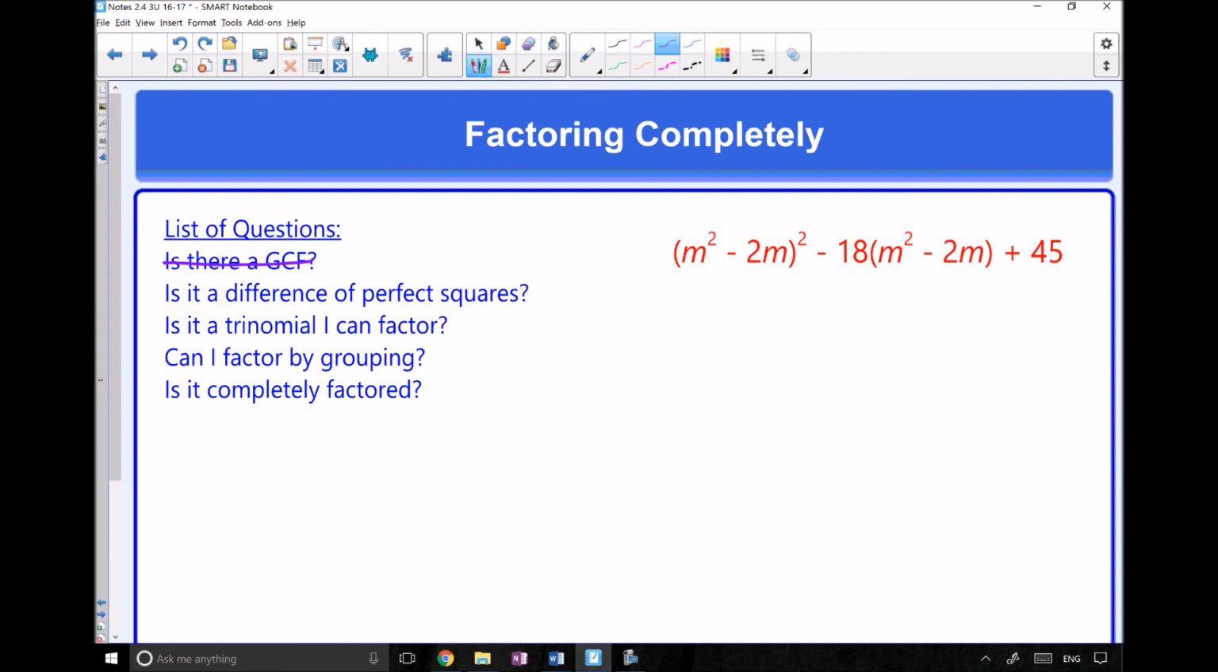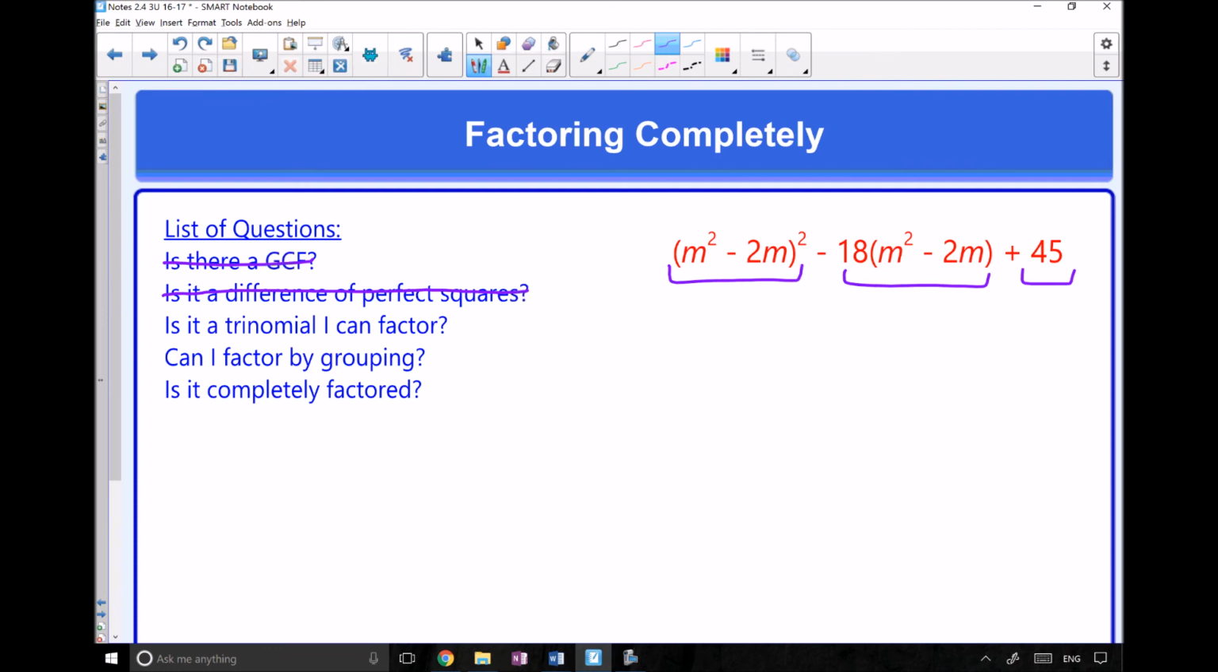Next question, is it a difference of perfect squares? Well, I have one term here, a second term here, and a third term here, so it's a trinomial. I have an addition sign, and I don't have perfect squares. So those are three reasons why it's not a difference of perfect squares, okay? So I'm done with that question. Then I'm going to ask myself, is it a trinomial I can factor? Again, same thing, I have three terms, so it is a trinomial for sure, but it looks pretty complicated.